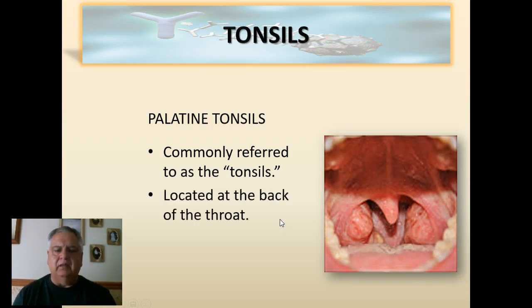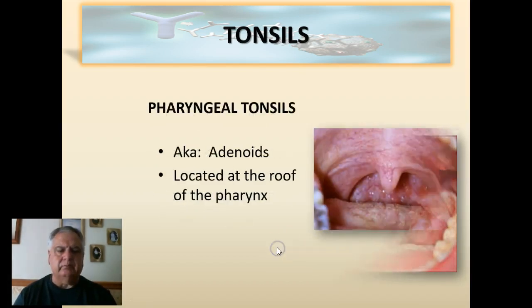They're located at the back of the throat, and they're these typical little golf ball structures that we see. Here we can see the uvula, the gumdrop sticking down, and on either side of the throat, we can see the palatine tonsils here.